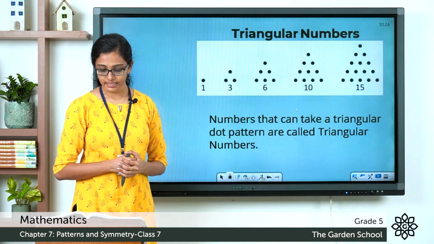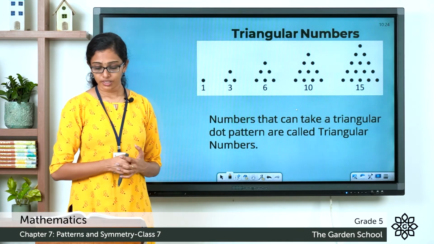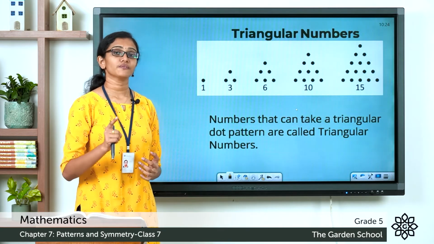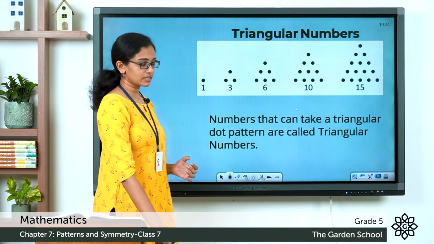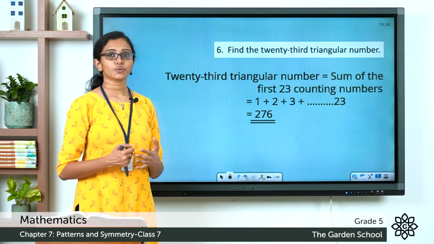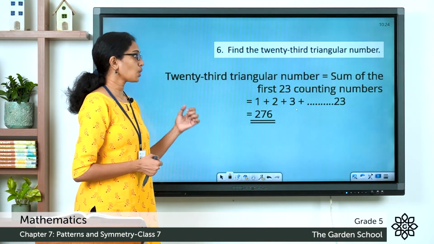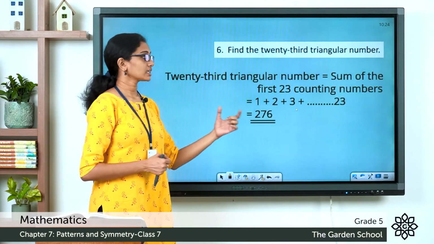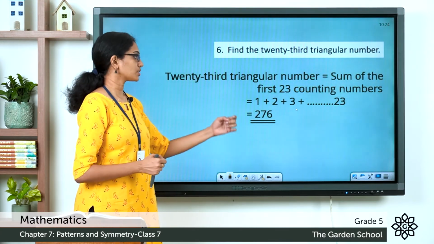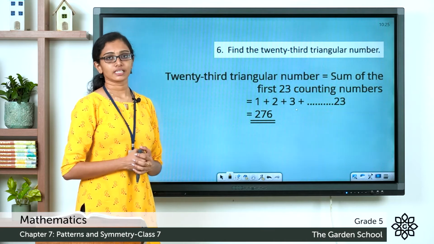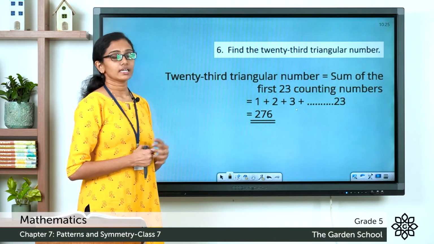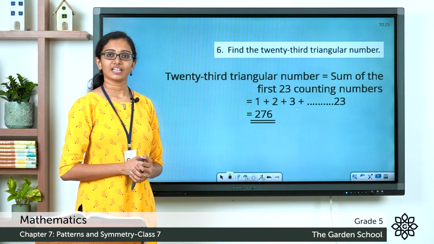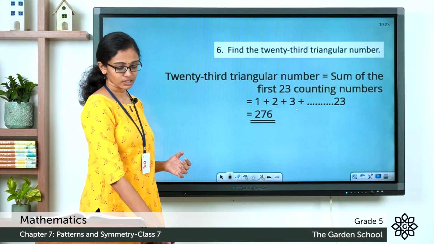So if that is the case, can you say what is the 23rd triangular number? It would be the sum of the first 23 counting numbers. And the sum of the first 23 counting numbers is equal to 1 plus 2 plus 3 and it goes on like that till 23. And that is equal to 276. So the 23rd triangular number is equal to 276. Clear? Now the next question.